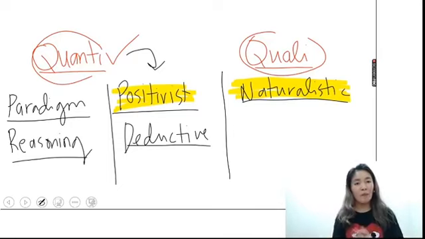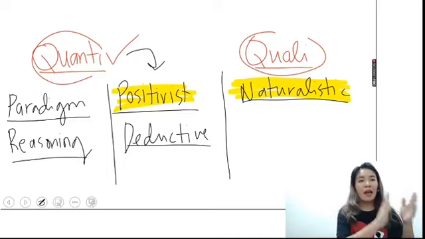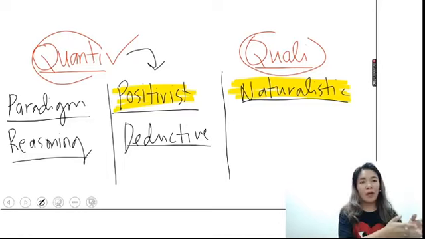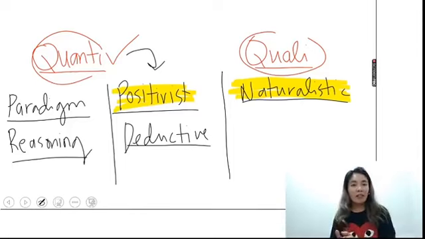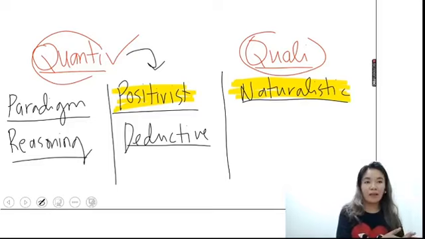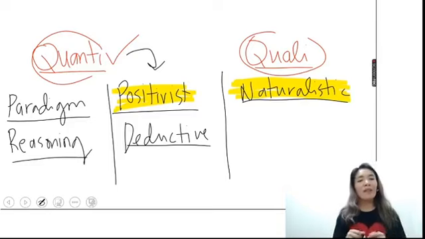Okay? For example, all human beings have white blood cells. Okay? Ricky is a human being. Okay? Therefore, Ricky has white blood cells. Okay? Very elementary, no? Okay?